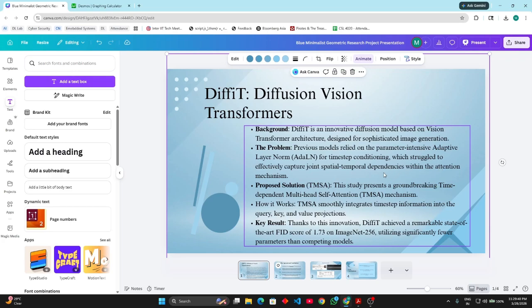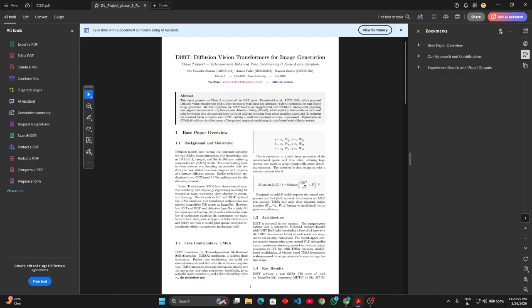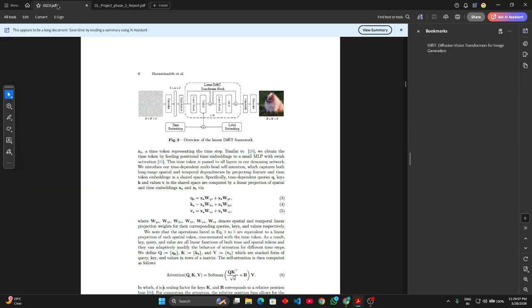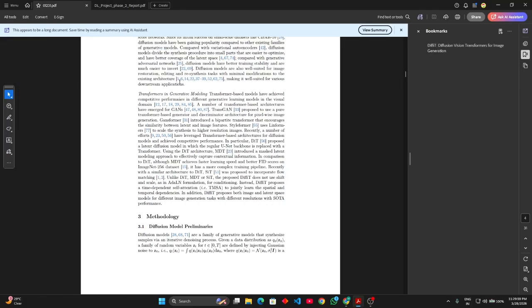Today we are going to dive into a fascinating evolution in Gen AI, which is DiffiT, or Diffusion Vision Transformer, for image generation, originally proposed by researchers at NVIDIA. After breaking down the core mechanics of the paper that was proposed by NVIDIA, I will walk you through the specific architecture changes we made in this phase.